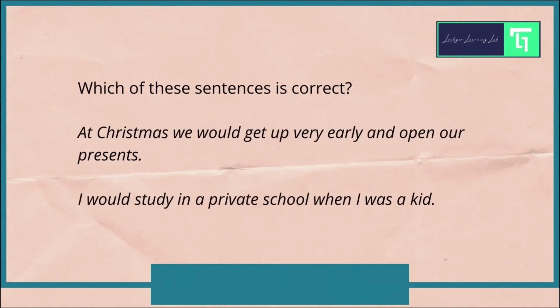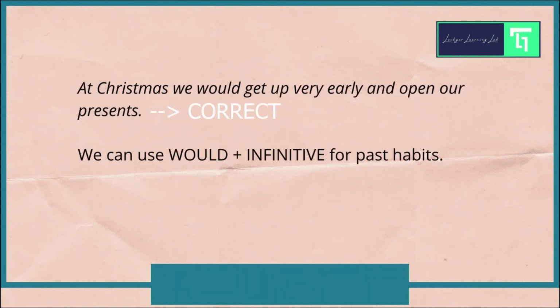At Christmas, we would get up early and open our presents. I would study in a private school when I was a kid. So which one of these is a habit in the past? Well, you might have guessed it's the first one. All right, this is correct. At Christmas, we would get up early and open our presents. The other sentence is not correct. I would study in a private school. This is a state, and we can't use would in this one, okay? So we often use this structure of would with the infinitive for the past for something nostalgic, okay, that we're looking back on. So maybe you really used to enjoy Christmas, and that's why you've used this structure.